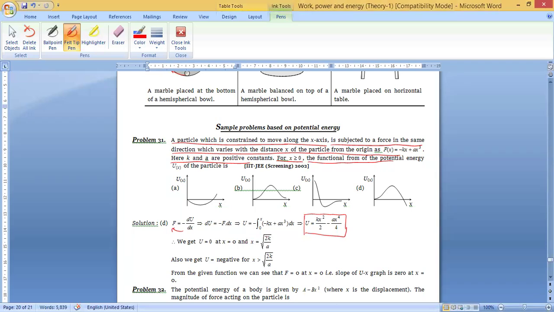Also x equal to root 2k by a, so the second case, x we have to find here. So x equal to root 2k by a, put this value in this equation, k by 2 here under root 2k by a, so we write here x square is 2k by a, x raised to 4 by 4, we put it here, so we get U 0. What do we get for U? 0. Okay, so we write U is 0 at the points x equal to 0 and x equal to root k by a.